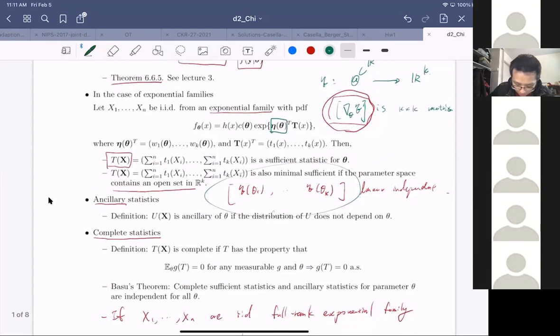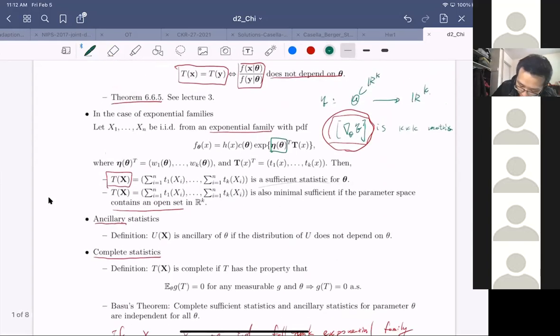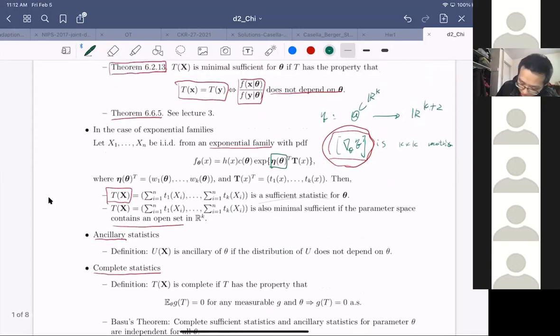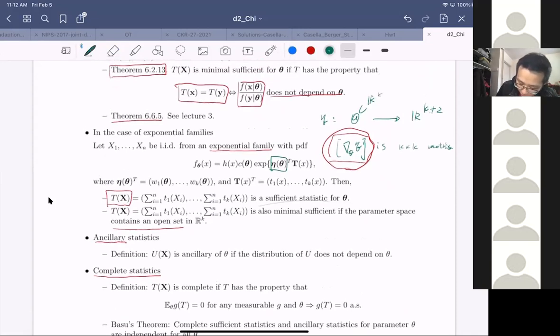Will eta always be a function from R^k to R^k? Will the parameter space always have the same dimension as the range of eta? It's not always, but if the range dimension is larger than the original parameter space, then it cannot be full rank. Like the example Albert said, mu and f of mu. In this case, not full rank. Yeah, that's a great question.